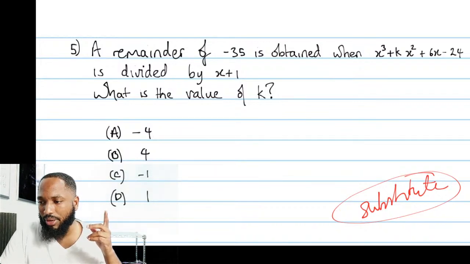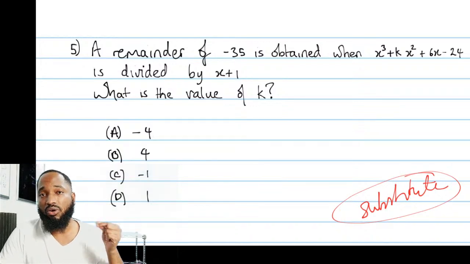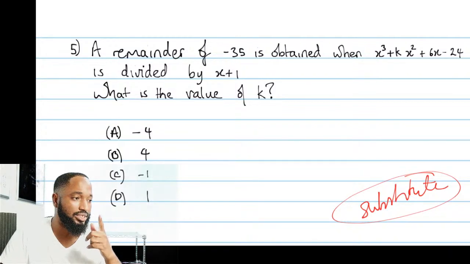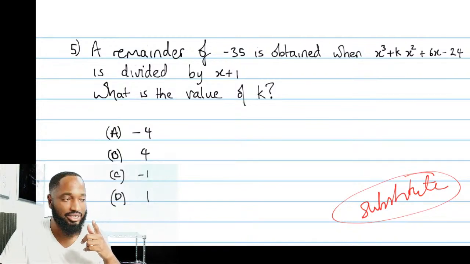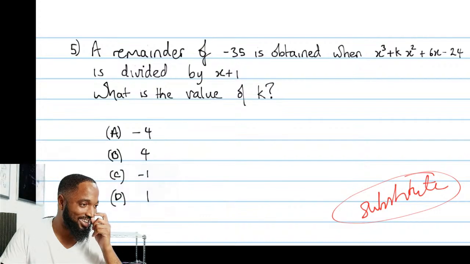I didn't prepare many questions on remainder and factor theorem because it gets put out so many times. All you need to do is go and watch the first AdMaths live. Negative 4 is 4, negative 4.